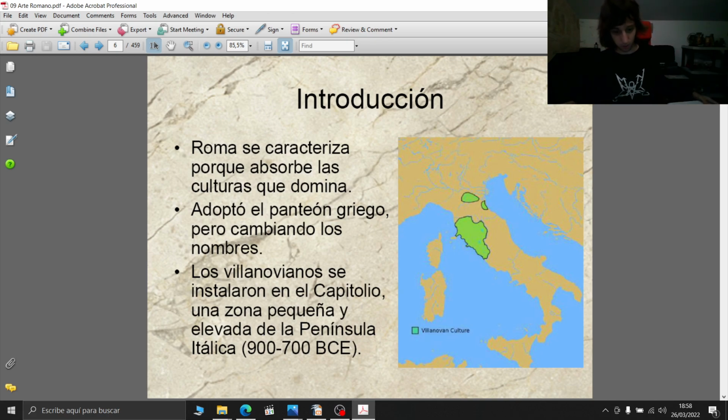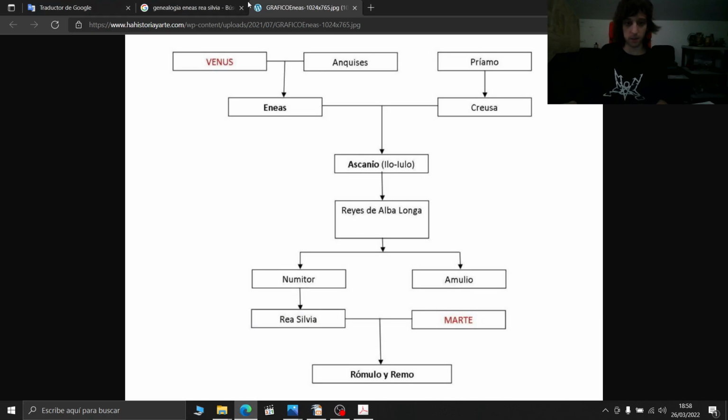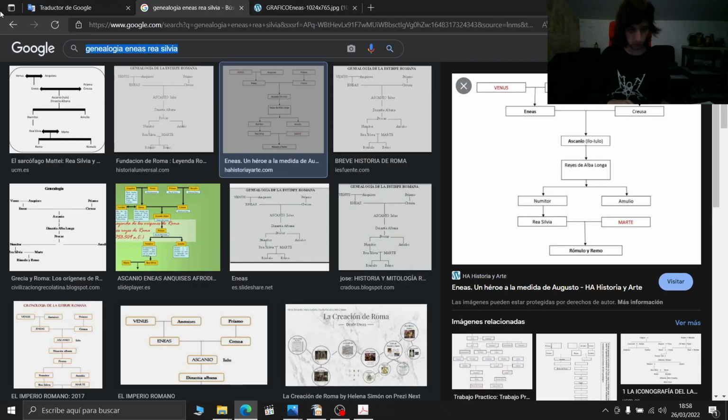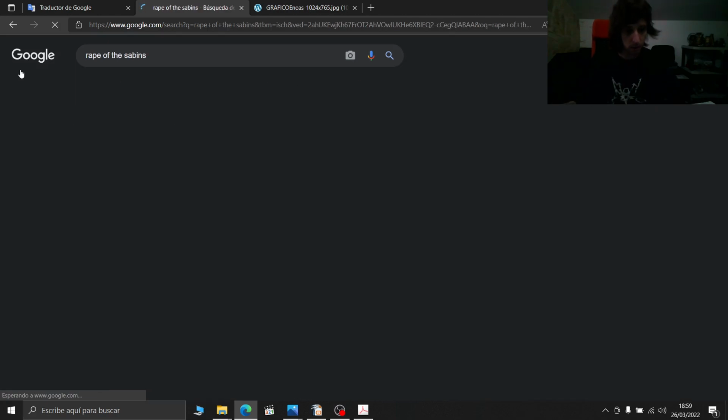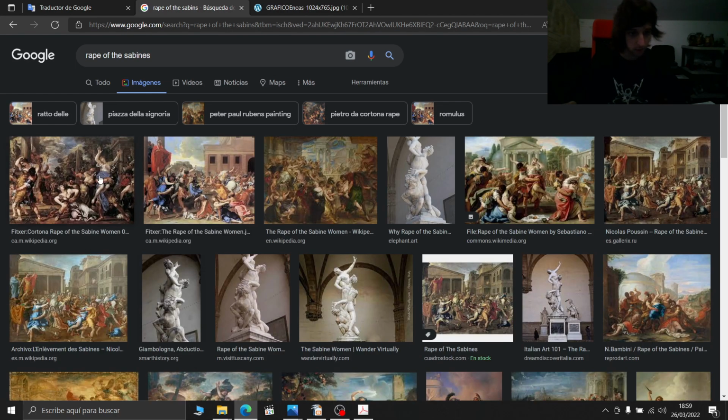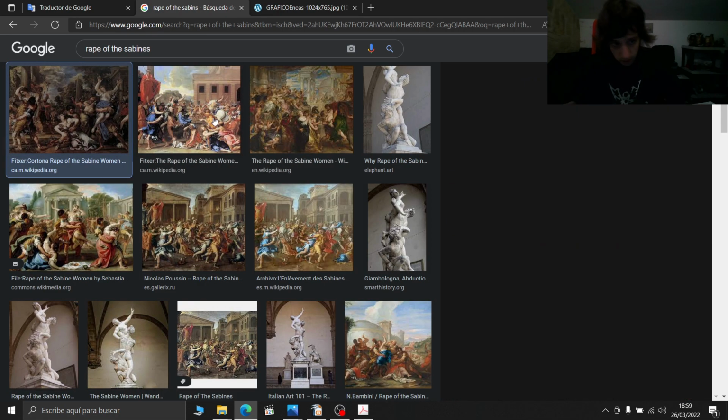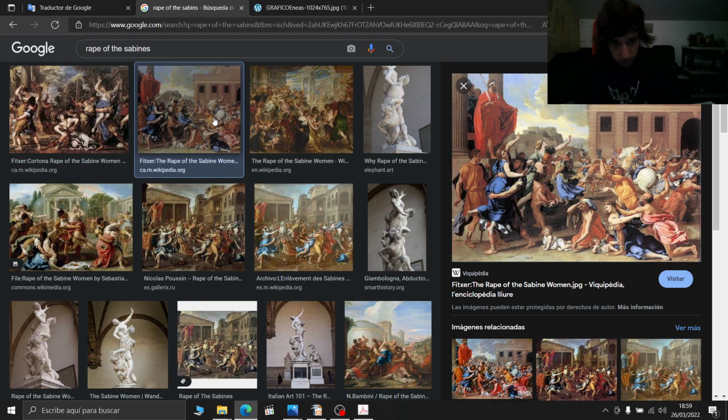Then there are some other myths related to the early phases of Rome, like the rape of the Sabines. There is also a painting about that. And now I'm just talking about mythology, not Roman art. So I'm going to show some paintings from European art, but these are not Roman art. So it is this painting or this one.